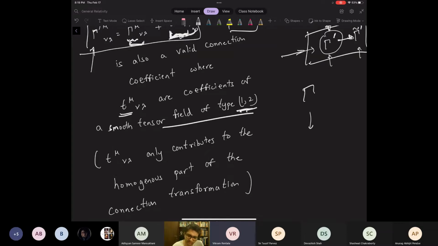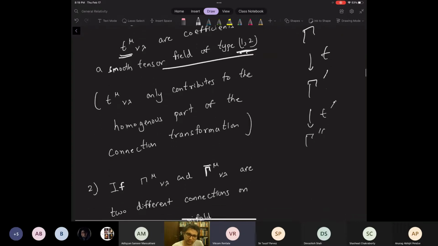Every time you give me a tensor, I can generate a new connection. So this is related through some tensor T, then some other tensor T prime, and so on. I can go on generating new connections on the manifold.